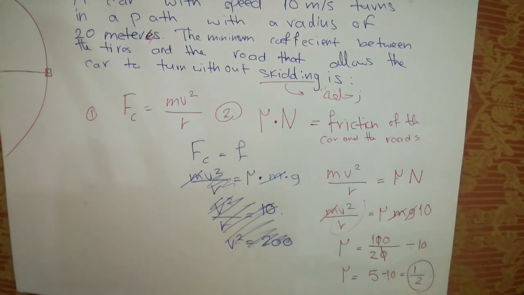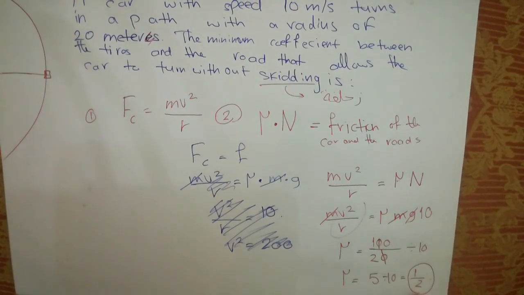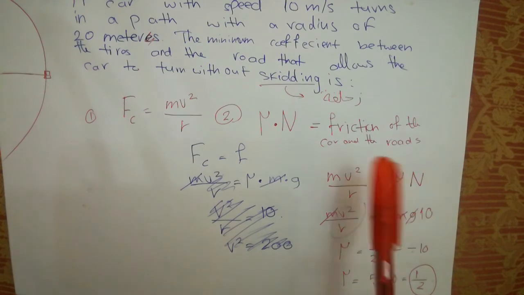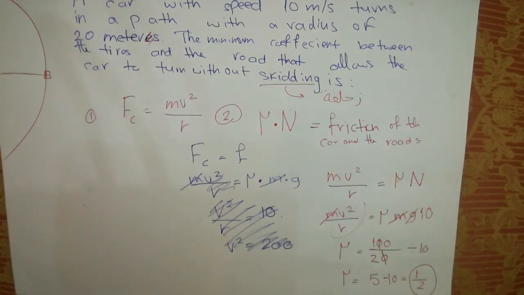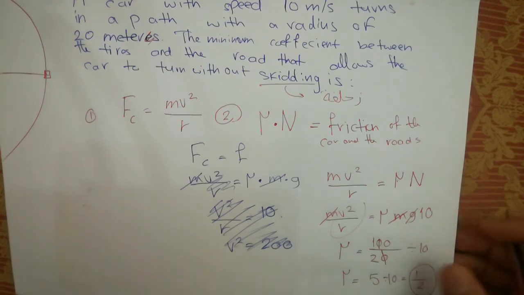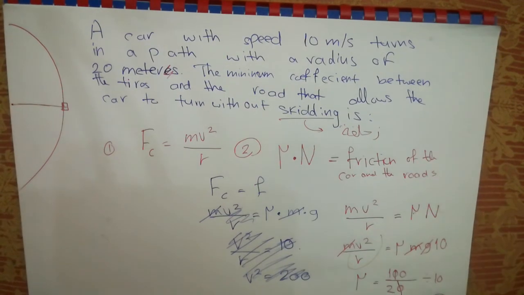Now, if the coefficient of friction is less than 1 over 2, this car is going to skid. It is going to move off the road. If it is more than 1 over 2, there is no problem at all. And so I really thought that you should know how to solve this problem. It could come up on any SAT physics problem.